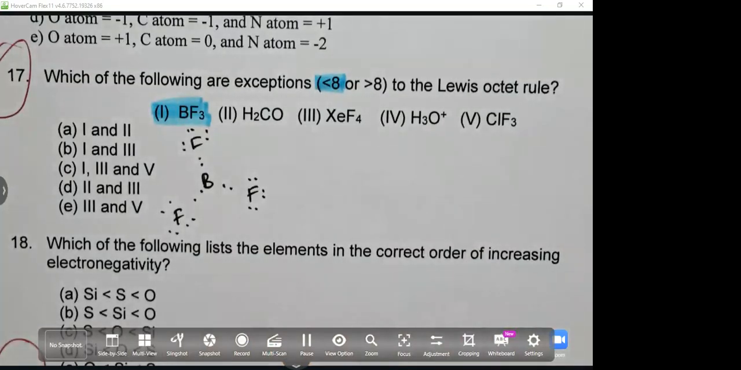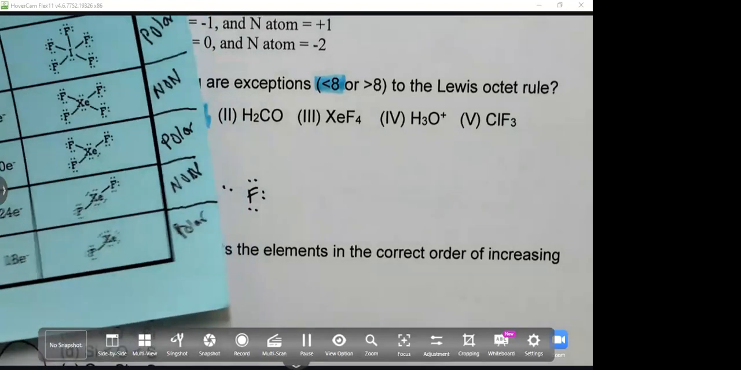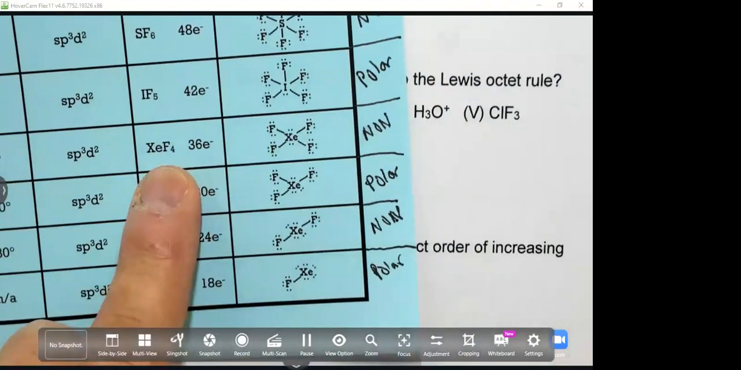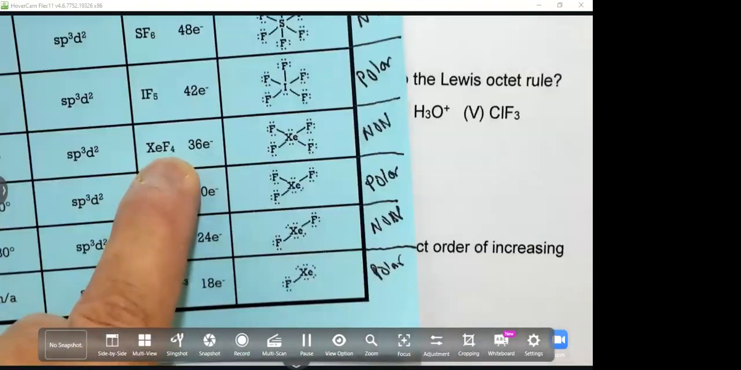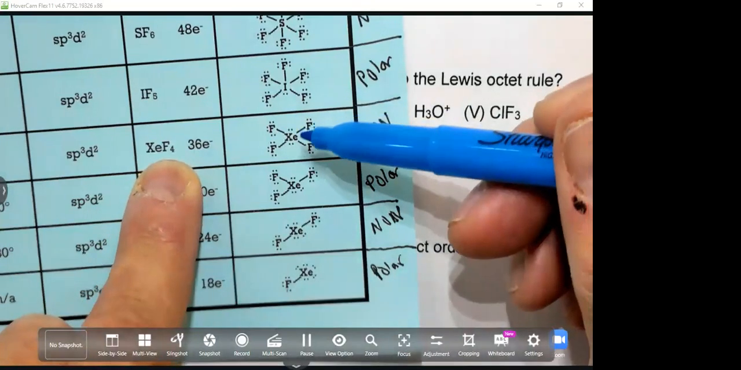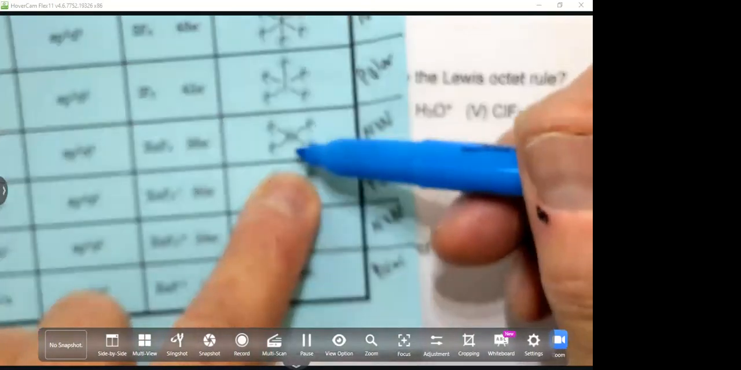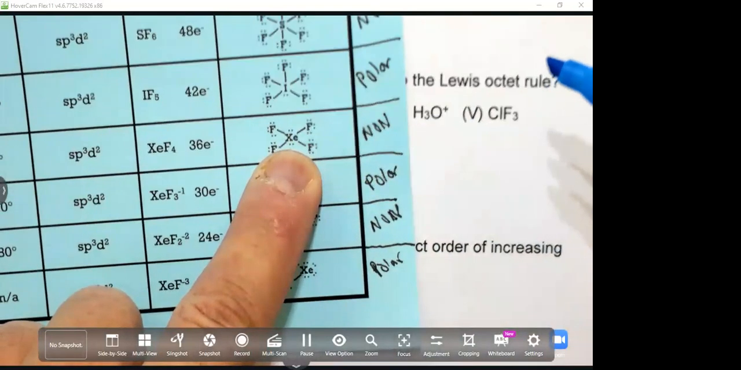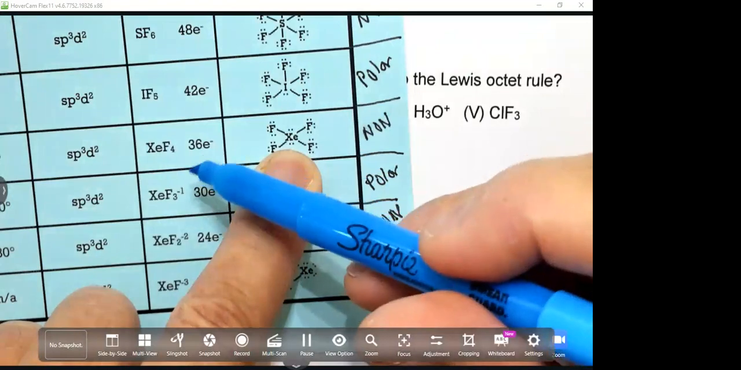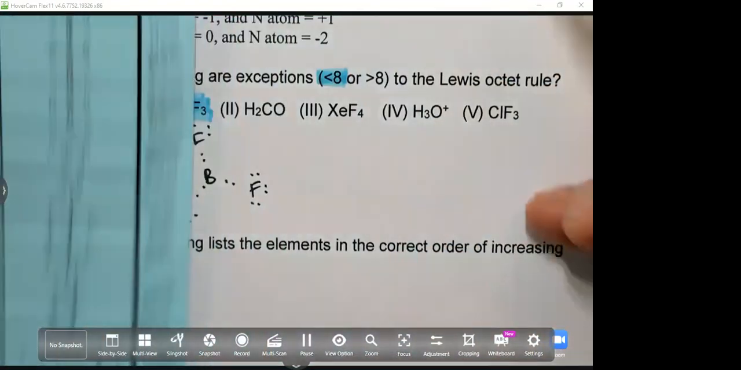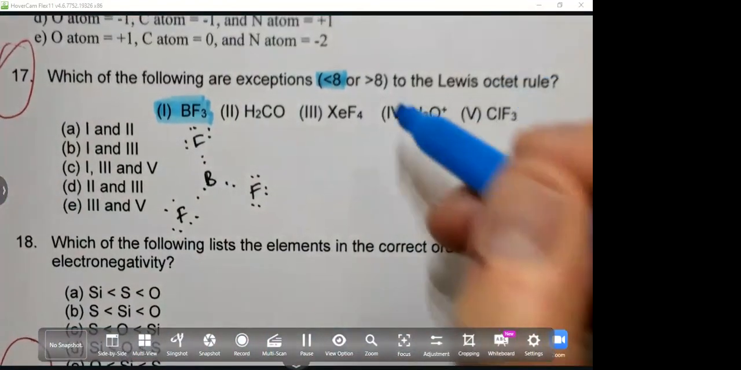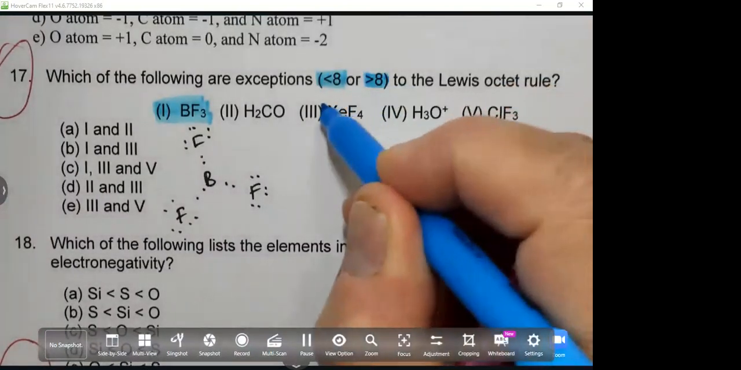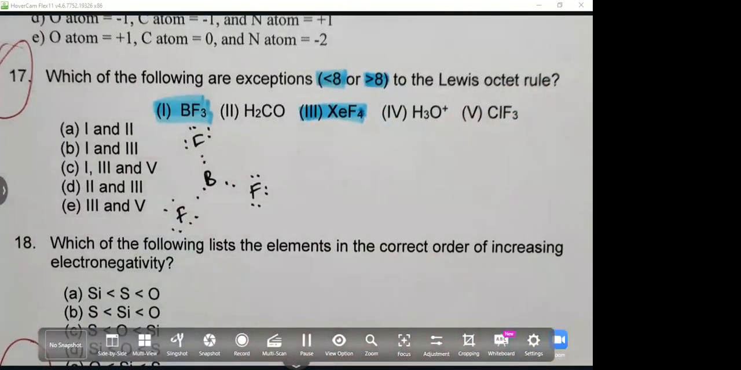Now, typically something greater than 8, and you can see, I don't have it on here, do I have it? Yeah, it's right here. XeF4 is actually on here. So if I look at this picture, I've got 2, 4, 6, 8, 10, 12 electrons in the central atom for XeF4. So we know this one right here is greater than 8.